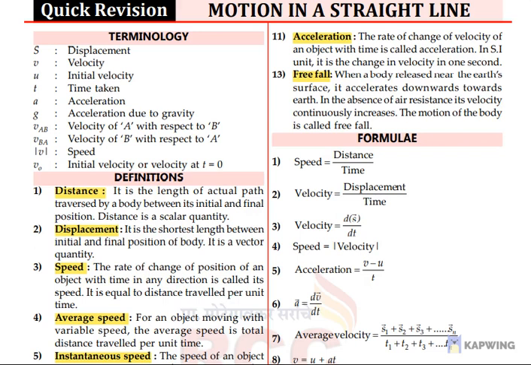In SI unit, it is the change in velocity in 1 second. Next, free fall. When a body is released near the Earth's surface, it accelerates downwards towards Earth. In the absence of air resistance, its velocity continuously increases. The motion of the body is called free fall.